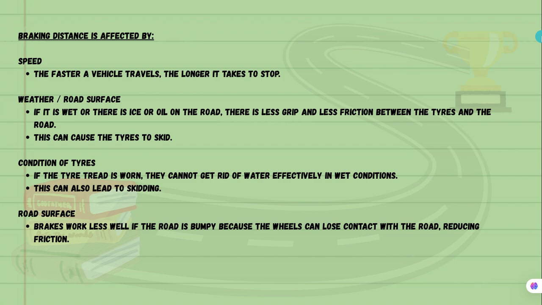Weather or road surface: if it is wet or there is ice or oil in the road, there is less grip and less friction between the tyres and the road. This can cause the tyres to skid. Condition of tyres: if the tyre tread is worn, they cannot get rid of water effectively in wet conditions. This can also lead to skidding. Road surface: brakes work less well if the road is bumpy because the wheels can lose contact with the road, reducing friction.